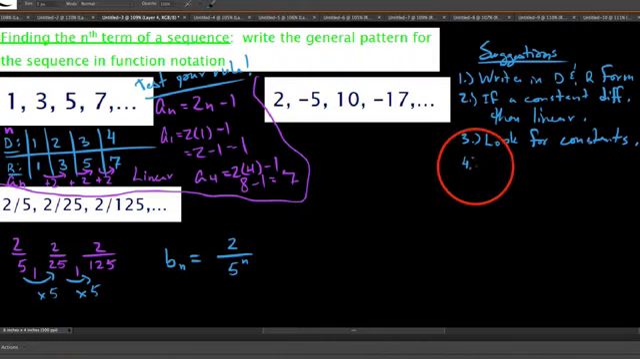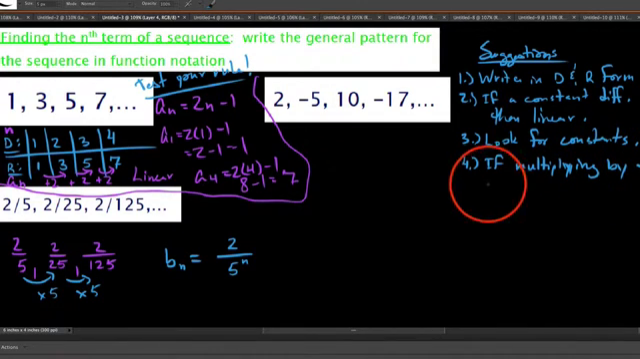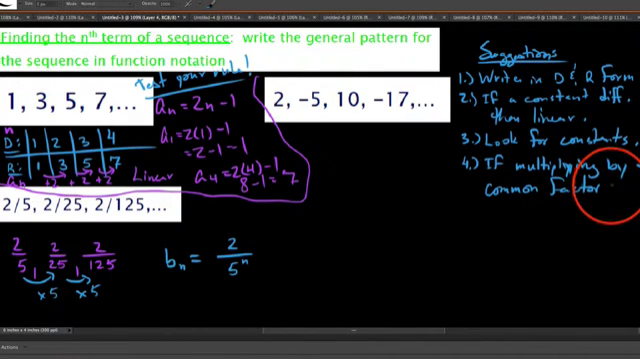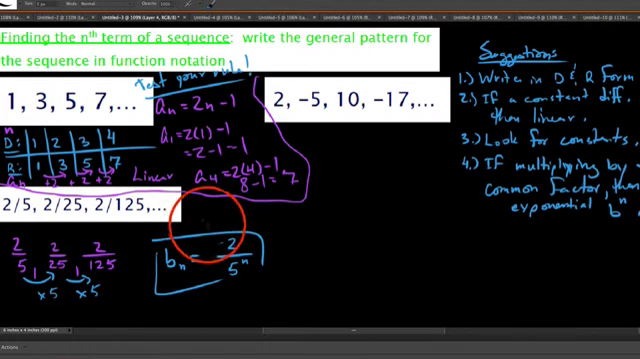So the next thing is this, if multiplying by a common factor, I'll refer to it as a factor for now, then it's exponential. And remember, exponential just means this. We have a base b to the, I guess, nth power in this case, but we used to refer to it as x in function instances. So here's our rule for this term.